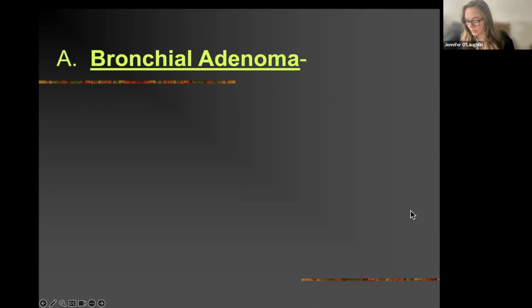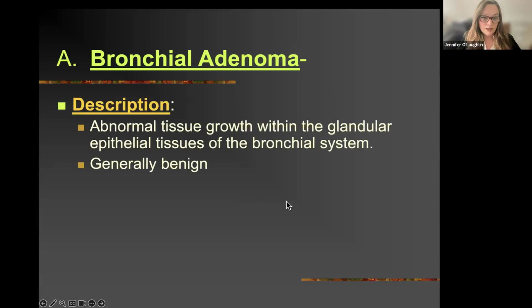Okay, so first, specific pathology for neoplasms is going to be bronchial adenoma. This is an abnormal growth that comes from glandular epithelial tissue of the bronchial tree. So the glandular epithelial lining of the bronchial tree is the cells that start this tumor, and generally they're benign. The book talks about there's a low-grade malignancy, but for the most part, these are benign tumors.